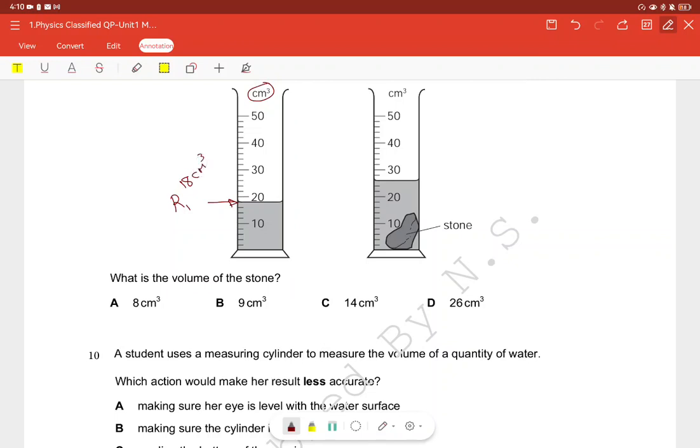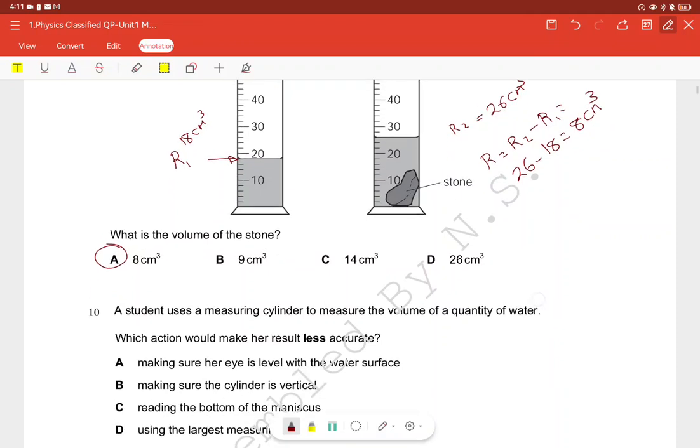After we add the stone, 22, 24, 26. Reading 2 was 26 centimeters cubed. The actual reading is R2 minus R1, which is equal to 26 minus 18, and that's equal to 8 centimeters cubed. So our answer is option A, 8 centimeters cubed.